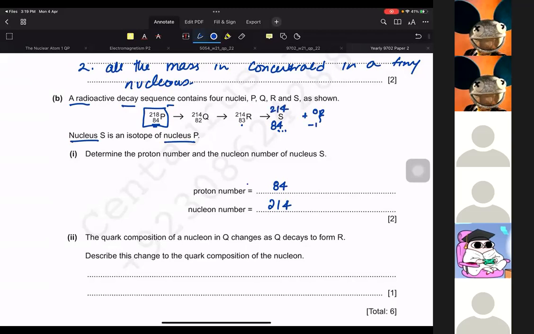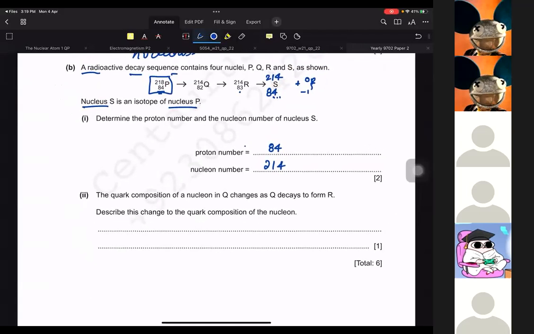Now, it says the core composition of a nucleon in Q changes as Q decays to form R. Describe this change to core composition in the nucleon. Now, if you look at it, there is an increase here. How could that be? Think about it. So Q, which was 214, 82, going to R, which is 214, 83, it must be that a beta particle would have been released as well, right? You guys understand this? Now, this is all rote learning. So this is beta negative.